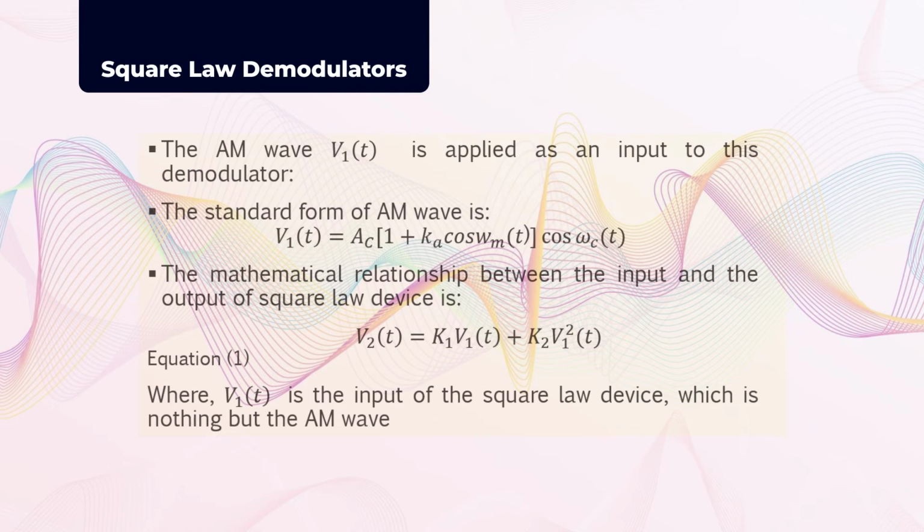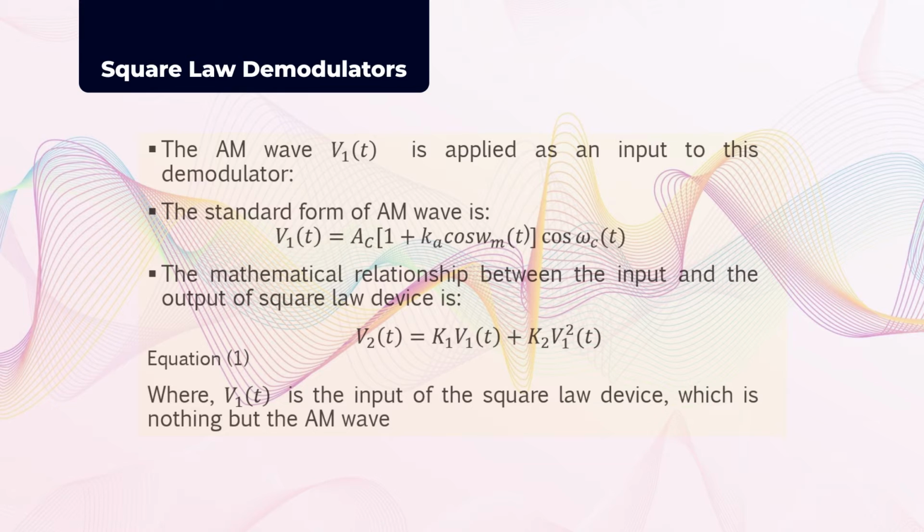Let the AM wave v1(t) be applied as an input to this demodulator. The standard form of the AM wave is given by v1(t) = Ac cos(ωc t)[1 + ka cos(ωm t)]. Give it equation number 1.